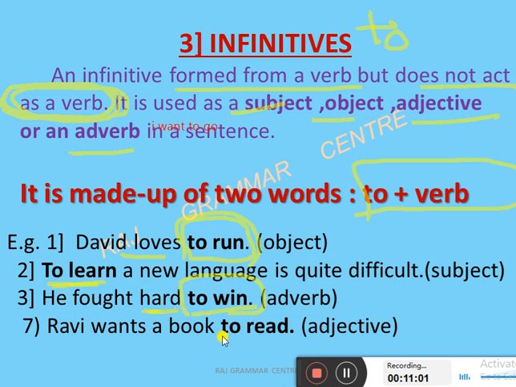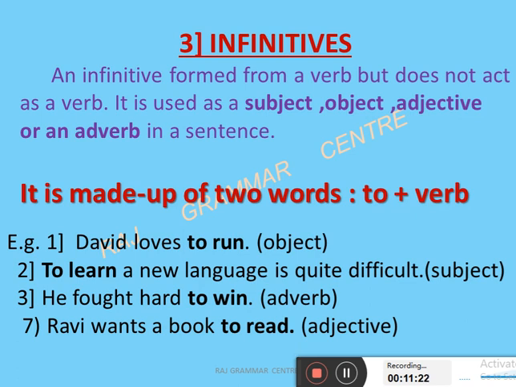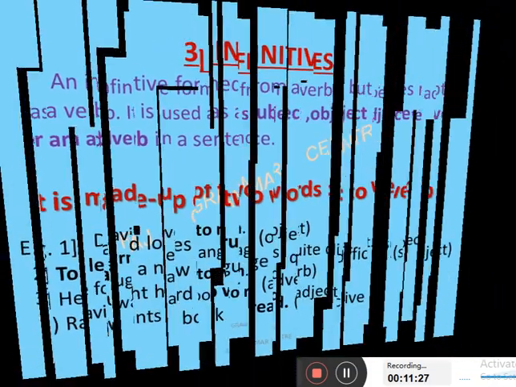See, Ravi wants a book to read. Here "book" is a noun. It is an adjective here because it is modifying a noun. But remember one thing: "to" is here. To read, to win, to learn, to run. So these are the infinitives that you have to keep in your mind. Now see some more examples. So the basic concept is clear that we have to use a verb with "to" in the infinitive form.